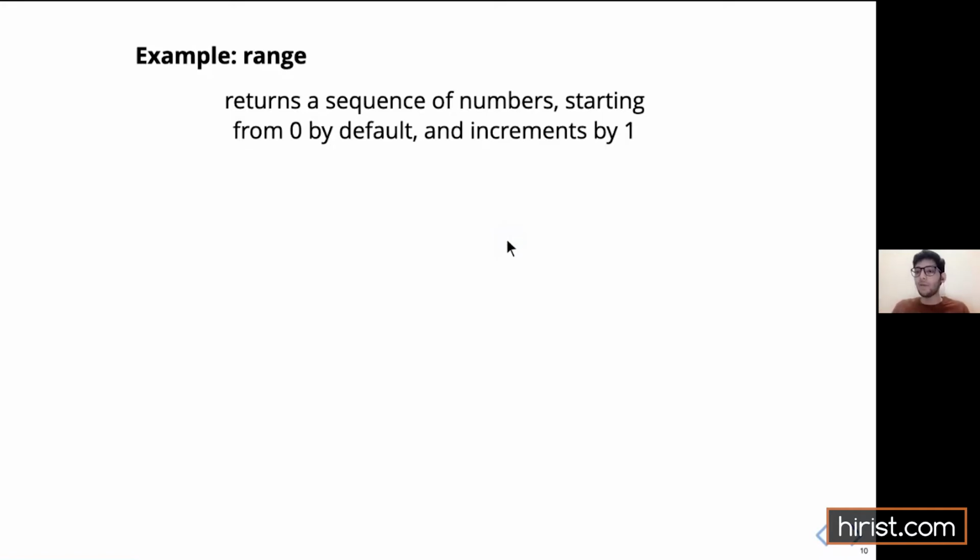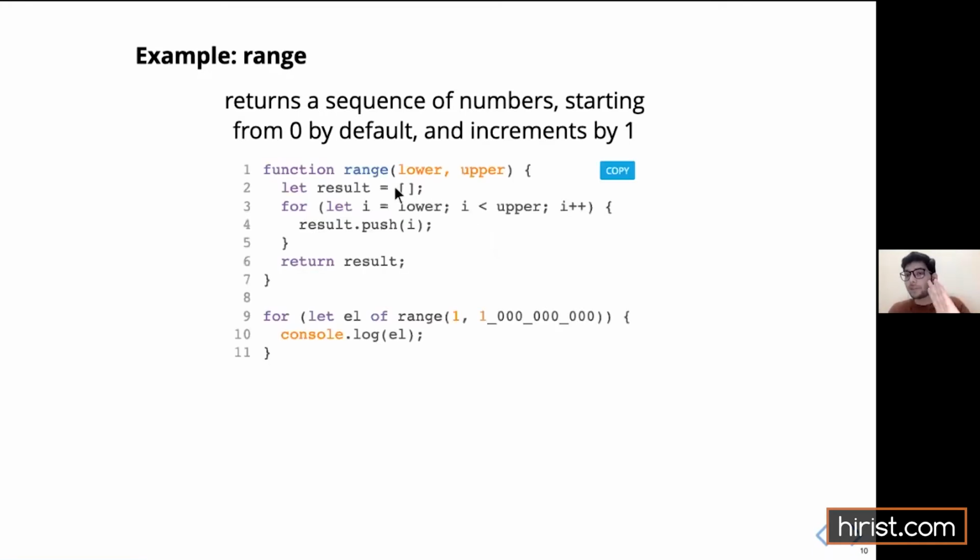JavaScript does not really have it. So if you want to create a JavaScript function that is correspondingly similar to range in Python, let's say, you can try doing something like this, right? You can say, okay, I have this range function. There is a lower bound, there is upper bound. I have a result array, and then I go from lower, I go to upper, I do i++, I push each element into the result, I return the result, very simple. And then I can loop over this particular range, right? As many times as I like.